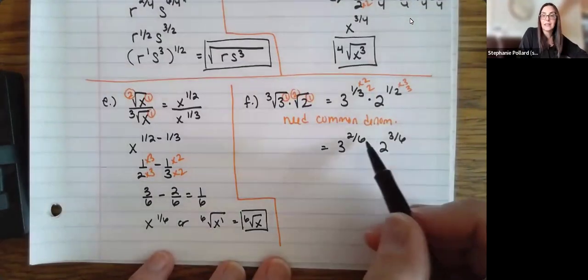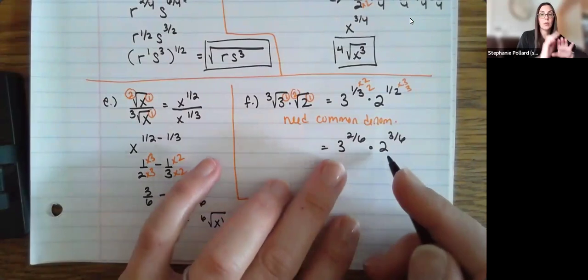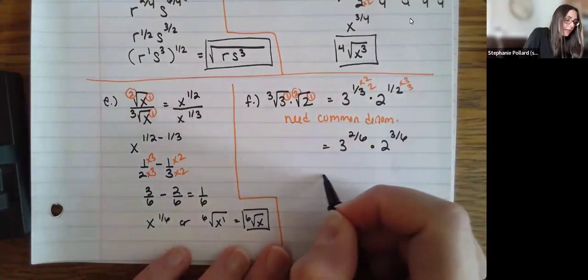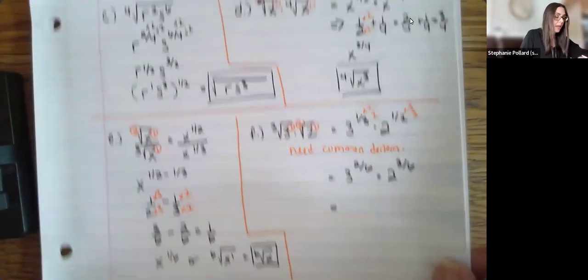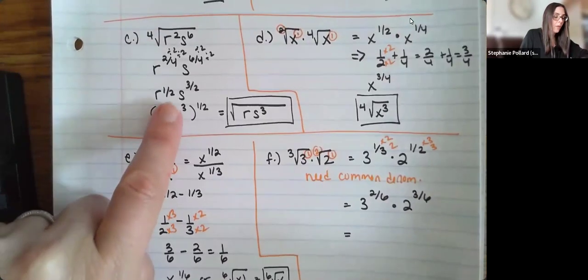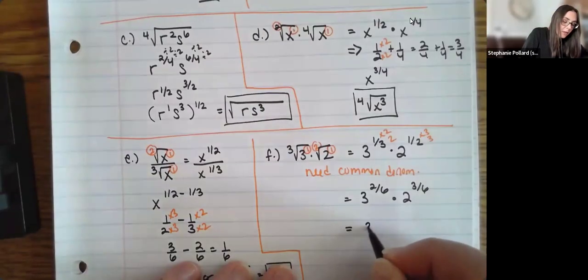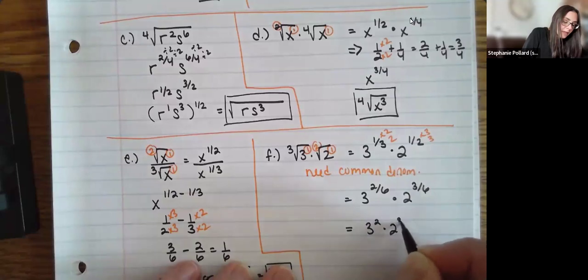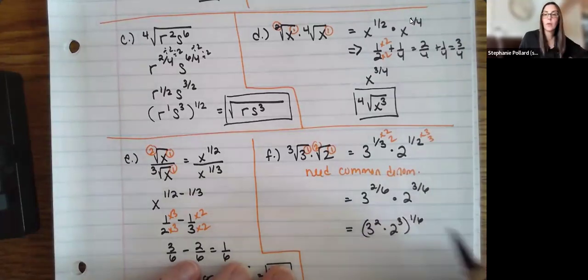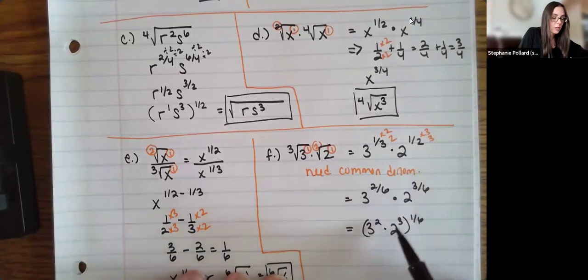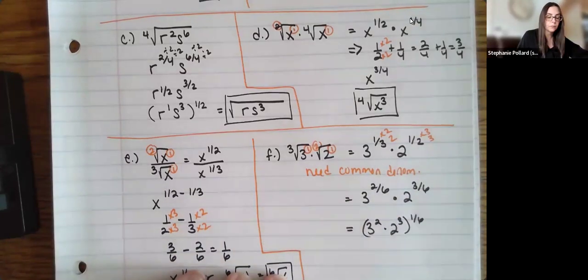Now I can't add these together because I don't have the same bases. So I'm doing something a little bit different. And again, this is not something that you would probably think of unless you've seen it before. So what I'm going to do next is something similar to what I did up here. I'm going to recognize that they both have the same denominators, which means the same kind of root now. So what I can do is sort of factor that 1/6 out from both pieces. And that will leave me with 3 to the square power and 2 to the 3rd power.